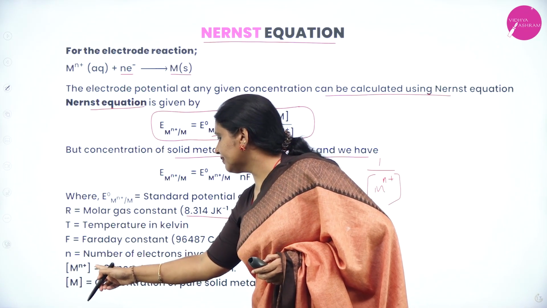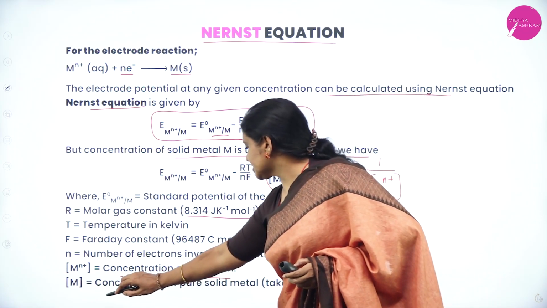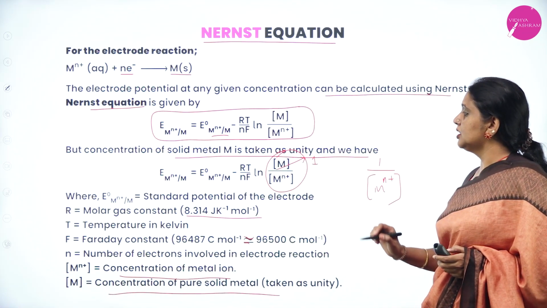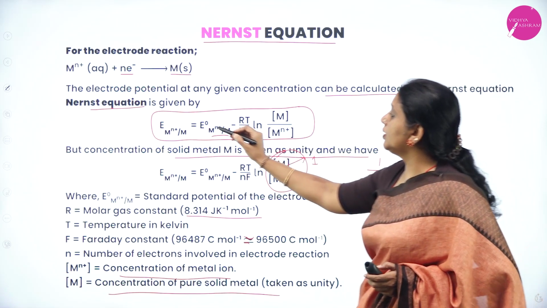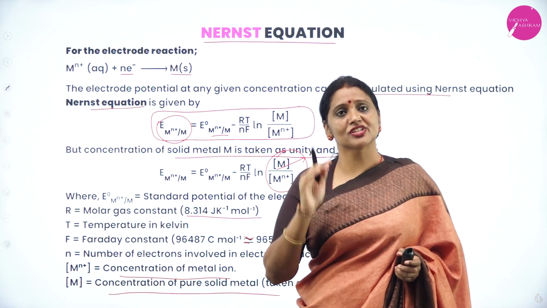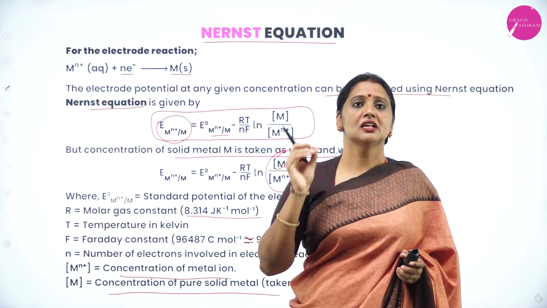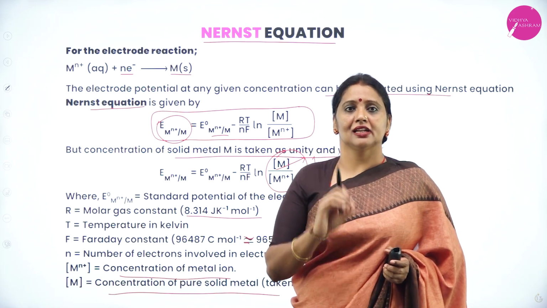The molar concentration of M to the power n plus means the concentration of the metal ion. This is the concentration of pure solid metal. So we substitute all these in this equation, and you will get the electrode potential of the metal electrode. Therefore, what is the significance of the Nernst equation? The Nernst equation is used to calculate the electrode potential of a metal electrode.